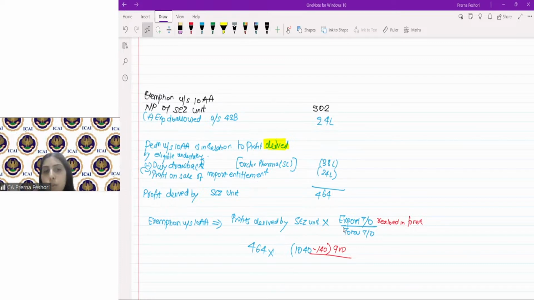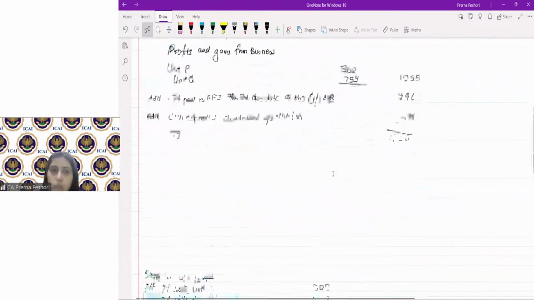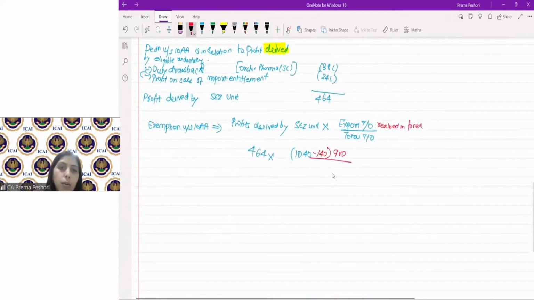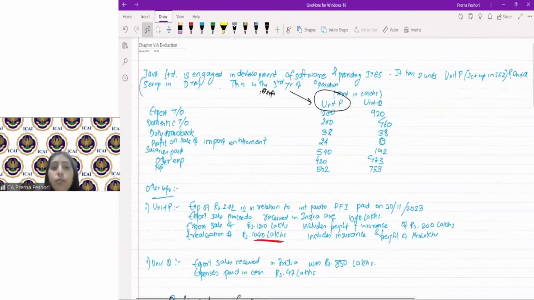So my total turnover will be, what is the total turnover mentioned over here? The export turnover and the total turnover is how much? Domestic turnover. It is 1400, 1200 plus 200, right? So my total turnover will be 1400 minus, I will have to reduce from my total turnover the insurance and freight of 200.